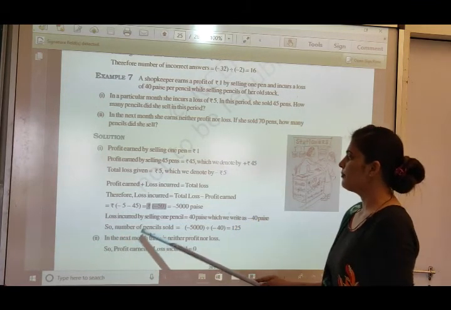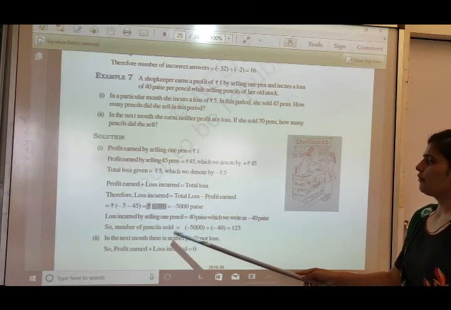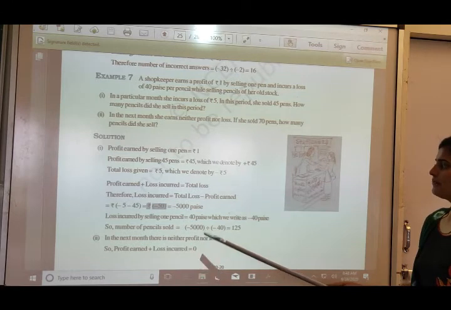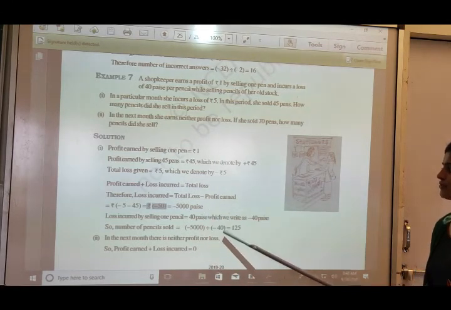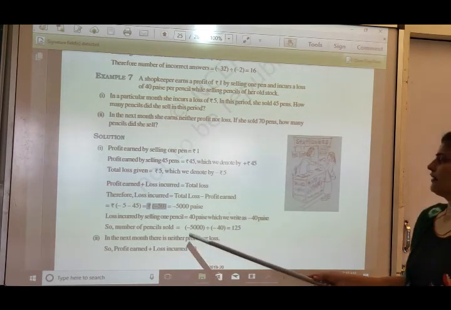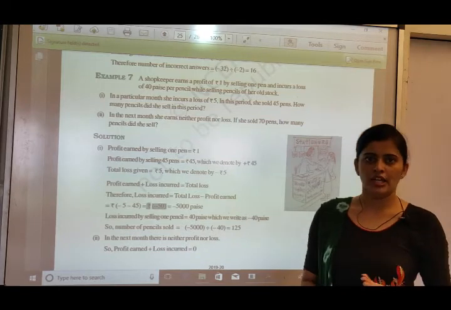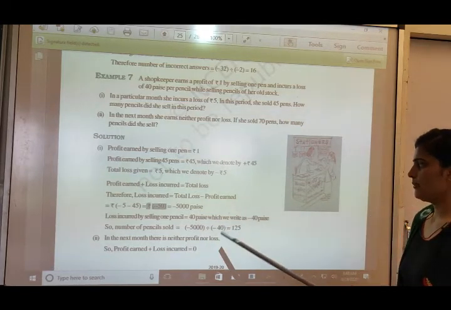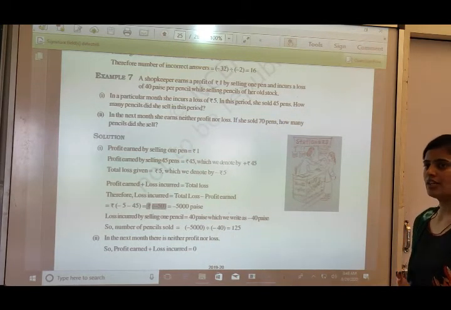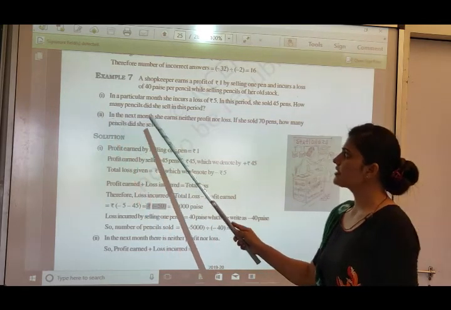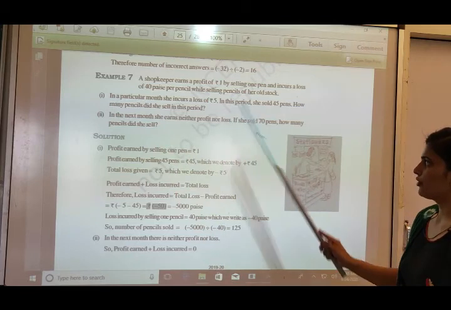So the number of pencils sold will be how much? Total loss is minus 5,000 divided by, for one pencil, minus 40 paisa. 5,000 divided by 40 will be equal to 125. Negative divided by negative becomes positive. The answer will be in the positive form. It will be equal to 125.